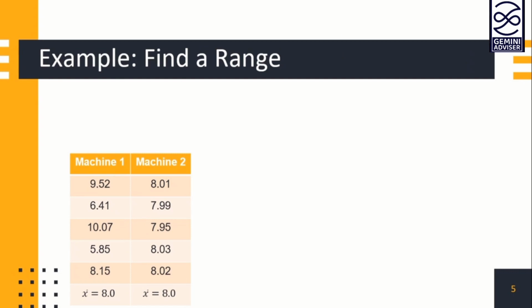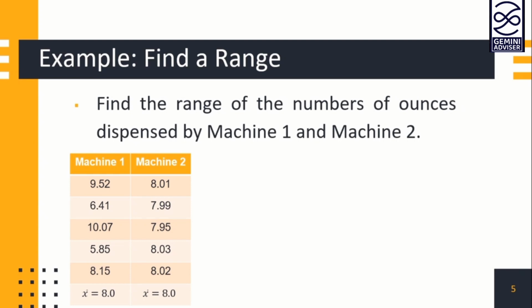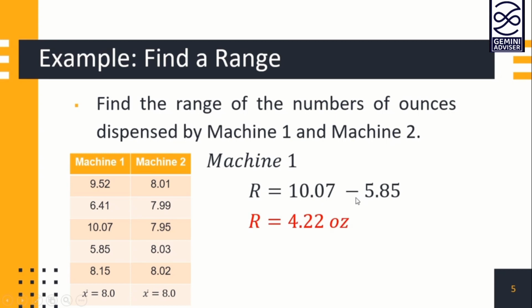For example, we have a soda dispenser using two machines. We are going to find the range of the numbers of ounces dispensed by machine 1 and machine 2. In machine 1, the greatest value is 10.07 and the lowest value is 5.85. So 10.07 minus 5.85, and the value of our range is 4.22 ounces.